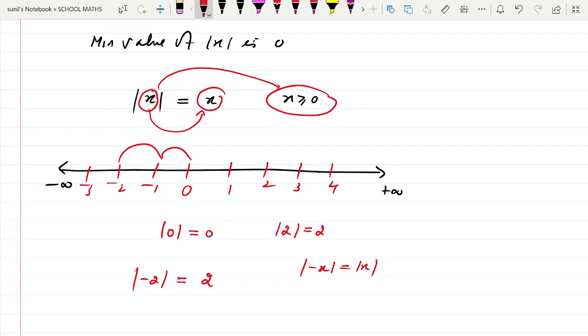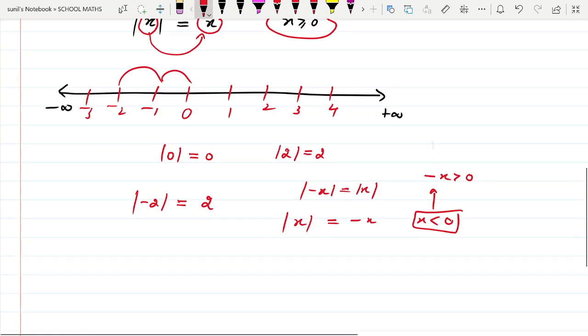In other words, we can say that mod of x, whenever x is less than 0, since x is negative, how will it become positive? If you multiply by a minus sign, it will become positive. It is minus x. So now let us do some problems based on this.